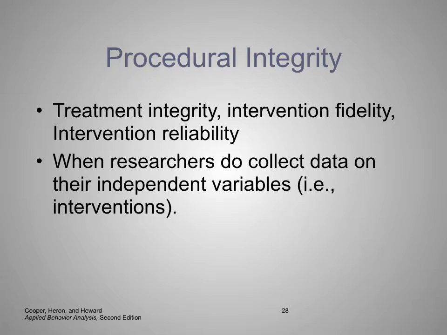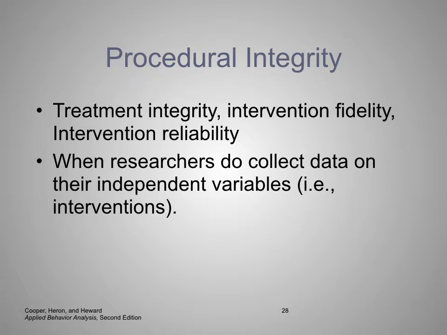This is the last slide. We just talked about data collection systems and data collection. Now I want to introduce another new terminology. It's called procedure integrity. Sometimes researchers collect data on the independent variable, which is intervention. Most of the time, researchers collect data on the dependent variable, which is the behavior, because a researcher wants to know if the behavior increases or decreases with the intervention by measuring the target behavior. The target behavior is the dependent variable.